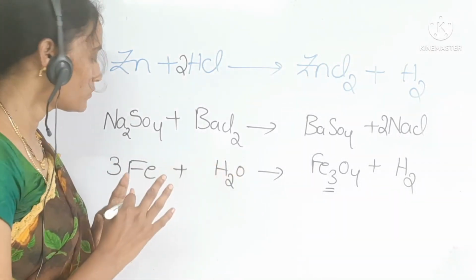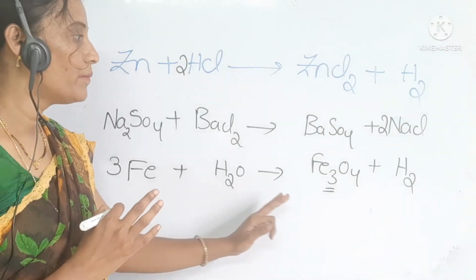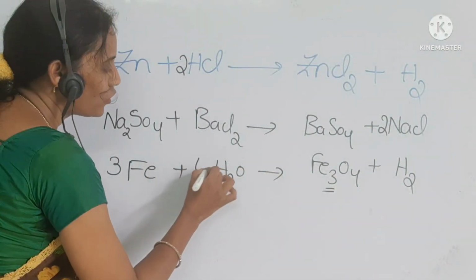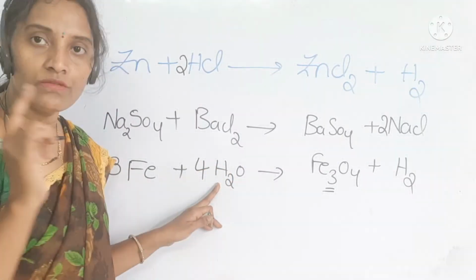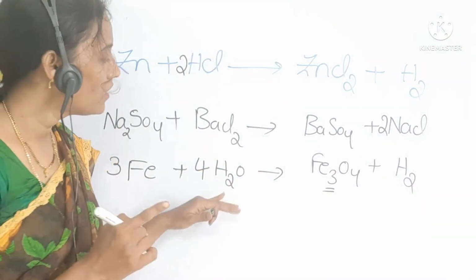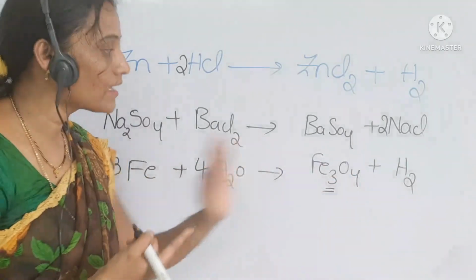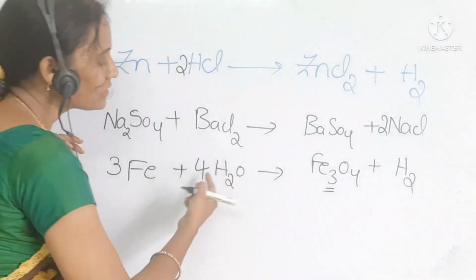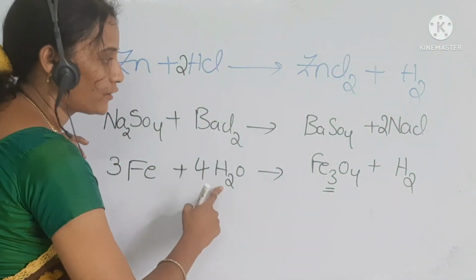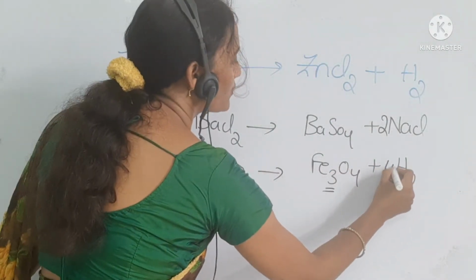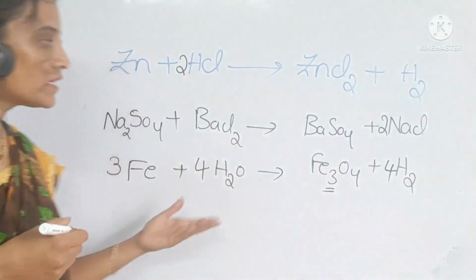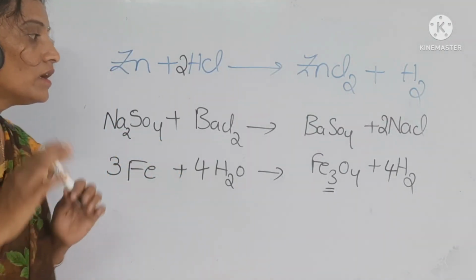Now iron atoms will be balanced, but oxygens are 4, so you can add coefficient 4 to the water molecule from reactant side. Then oxygen atoms will be balanced, but hydrogens are not balanced. And here see 8 hydrogens, so you can add coefficient 4 to the H2 present in the product side. Now it is a balanced chemical equation here.